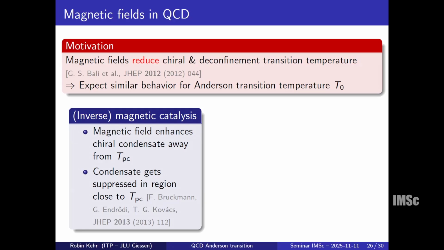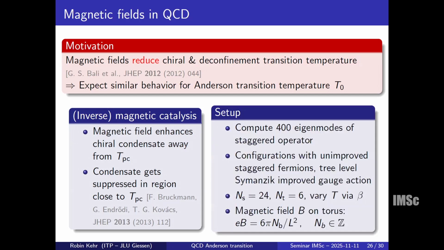Okay, so much for the motivation of why it's interesting to study that. And here is a brief explanation of our setup. Here we now use the staggered operator. So we compute the low-lying eigenmodes of the staggered operator. And now we also have staggered fermions as input. So here we have a uniform setup, not mixed action as before. And as well the Symanzik gauge action.